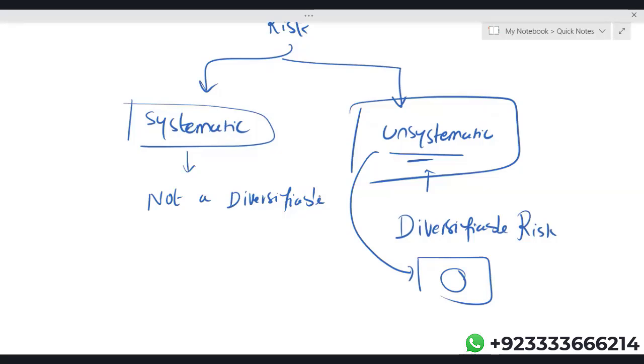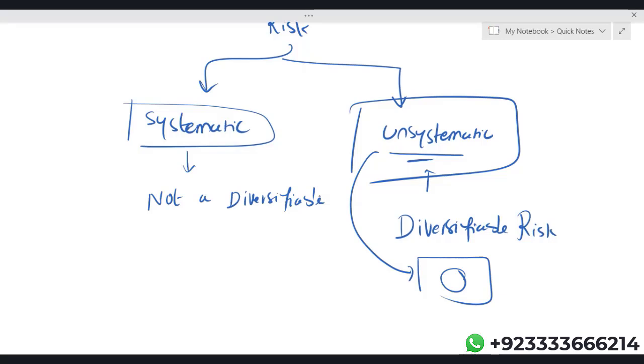Examples. For example, you are operating in the USA. Your company is in the USA. If the government increases the interest rate, you cannot bring it down. That's a systematic risk. If the inflation rate increases in the country where you are operating, that is systematic risk. Another example: if in your country there is political instability, that is systematic risk. It's not a diversifiable risk. You cannot diversify this.